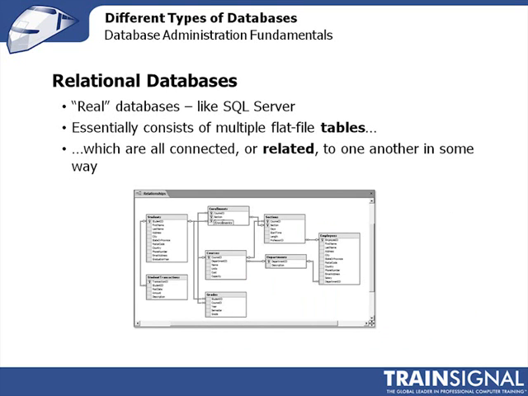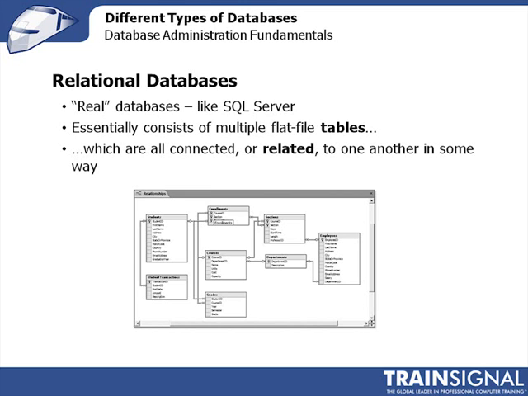A relational database is the third type of database, and it's the type that we'll be spending the most time on in this course. This is the real databases, like SQL Server, MySQL, Oracle, and so forth. Essentially, a relational database consists of multiple flat file tables. So really, that flat file, that CSV file that we looked at a moment ago, is the foundation for a relational database.